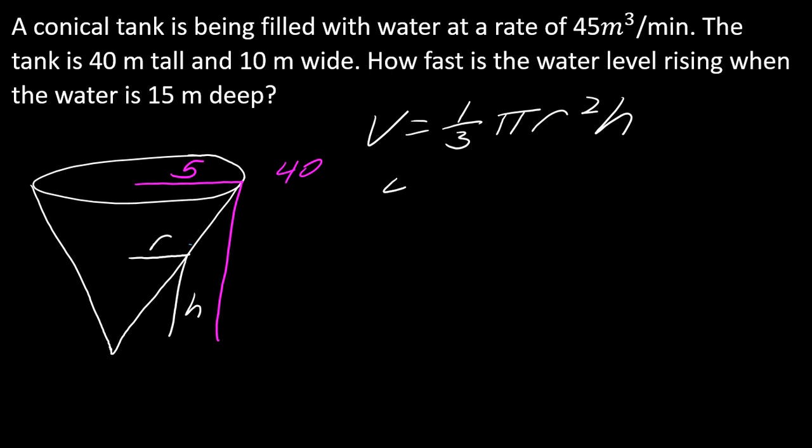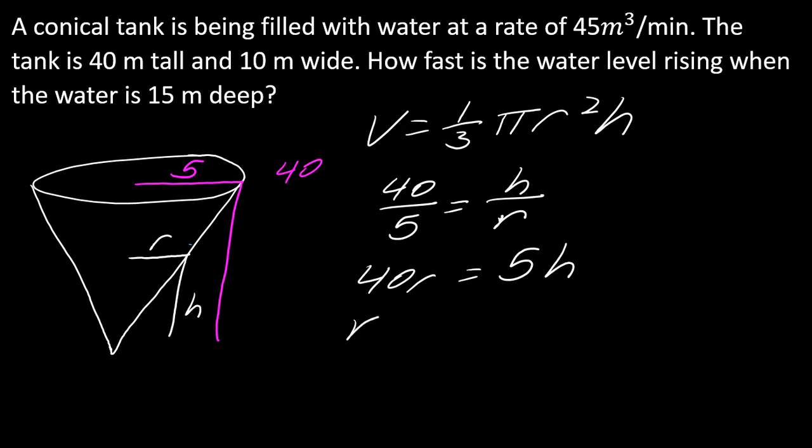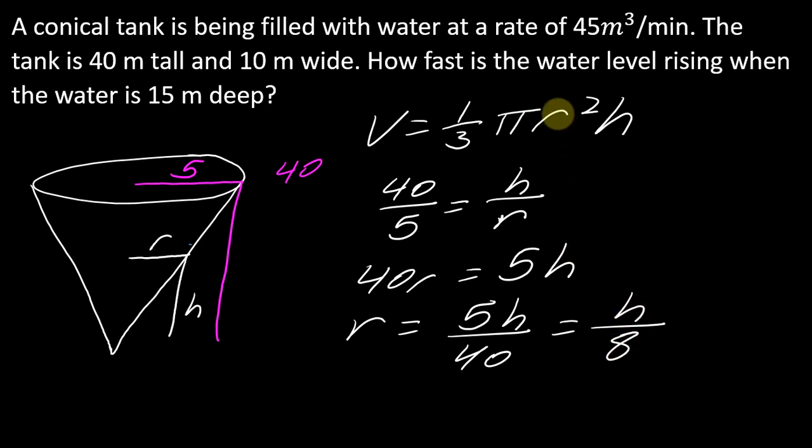So I can set up my similar triangles. So this is 40 over 5 equals h over r. And remember, our goal was to get rid of r, so let's just solve for r. So this is going to be 40r equals 5h. So r is going to be 5h over 40, or h over 8. Okay, so this is great because now I have r in a context where it can continue to change, but I don't need it in the equation anymore. And now I can just substitute this in for my r.